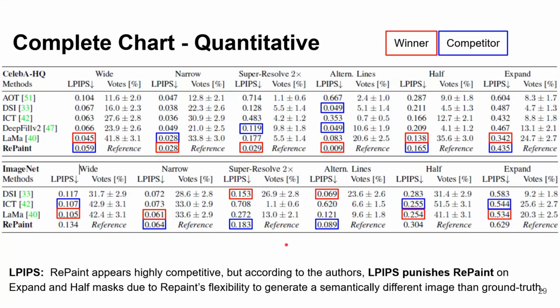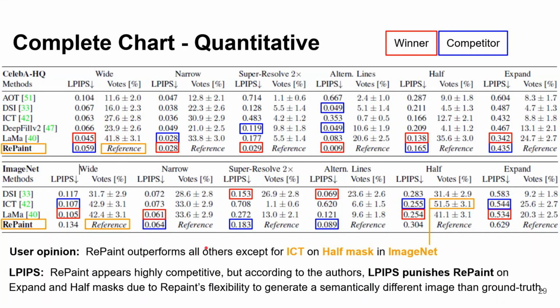However, in the user testing, where RePaint receives the remaining percentage of the votes, RePaint outperforms all the other models, except for ICT in the half mask. This is the only category where RePaint received a lower percentage of the votes. So I'll give you an example for the half mask and expand mask where RePaint doesn't do as well.